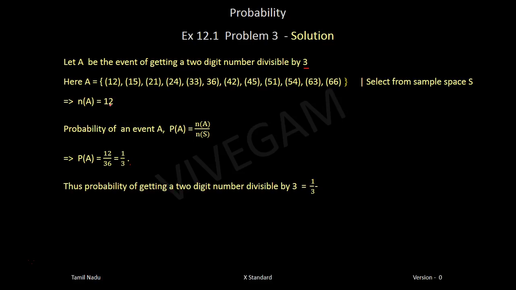Now what is the probability of event A? That is n(A) divided by n(S). That is 12 divided by 36, that is 1 by 3. Thus the probability of getting a 2-digit number divisible by 3 is equal to 1 by 3. Got it? Now let's extend this problem to bring a little more clarity.